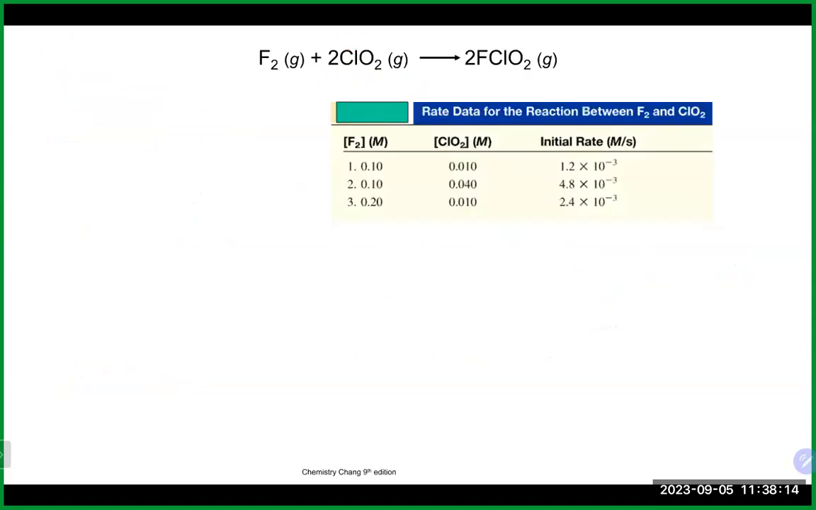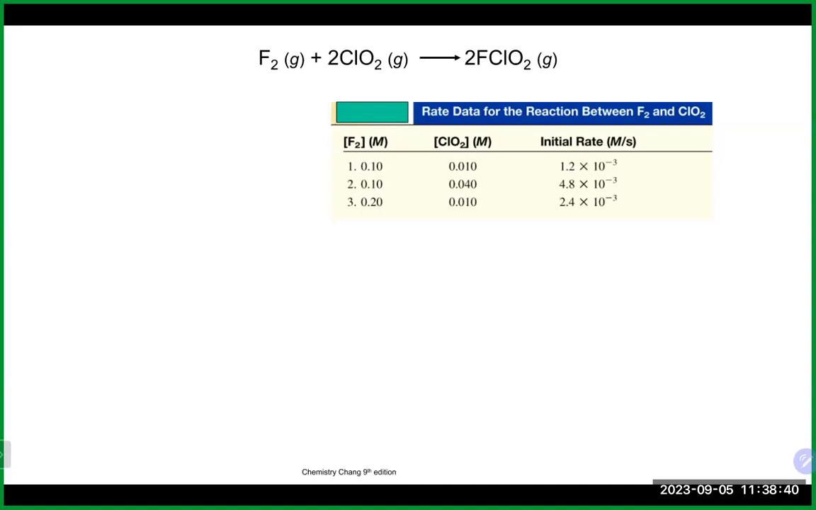All right, so let's talk about how we can determine the orders of each reactant, how we can determine the rate law, and ultimately as well, how we can determine the value of the rate constant. So this is a typical type of table that you would see for a reaction. And here we're looking at F2 plus ClO2. And this is typically what you'll see.